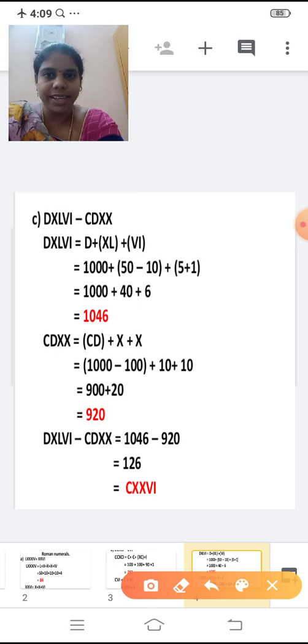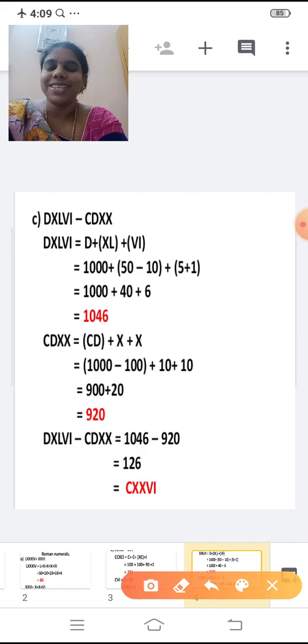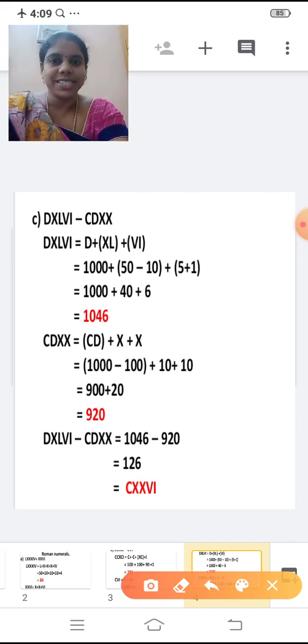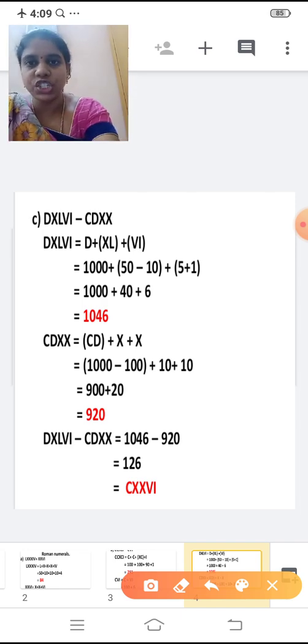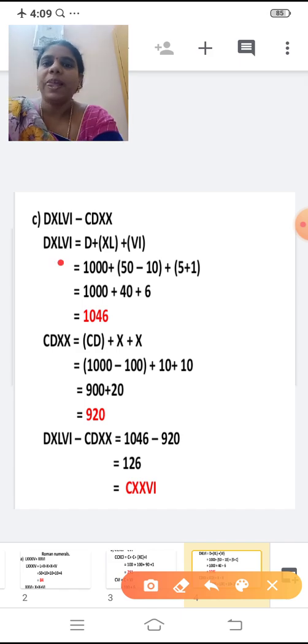Third one, DXLVI minus CDXX. Let me repeat. DXLVI minus CDXX. First take the first one and change it into an Indo-Arabic number. DXLVI.